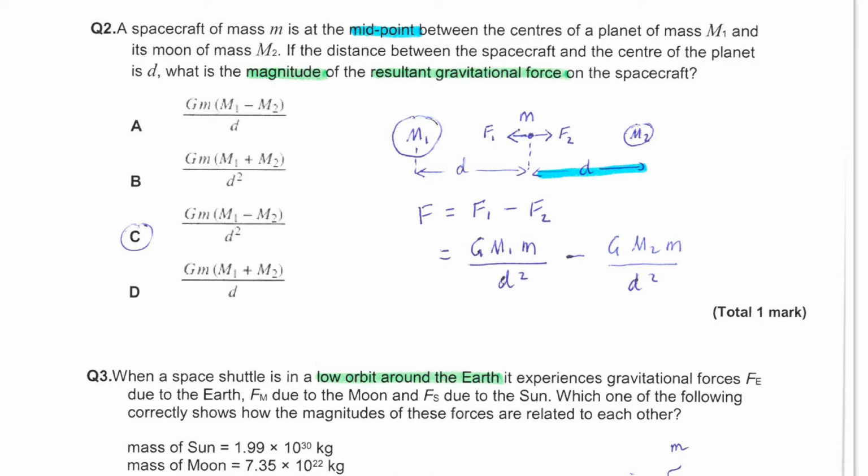Then, thinking more about the meaning of resultant, we would have two forces acting on this mass, and they're in opposite directions, which is why we end up with the negative sign in answer C. A fuller calculation is shown here.